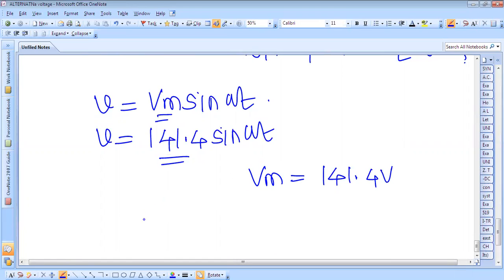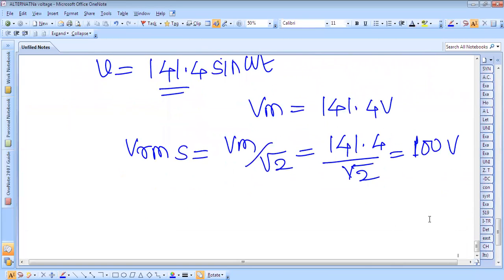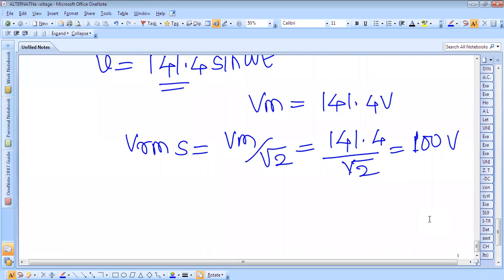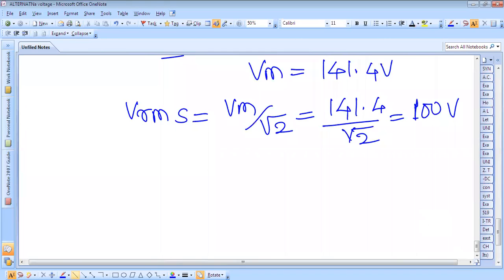and we have to find the RMS voltage. So V RMS is equal to Vm by root 2. So maximum voltage is 141.4 divided by root 2. We'll get the RMS voltage, that is 100 volt. So RMS voltage is generally Vm by root 2. So it is 100 volt. And now this is a first solution.